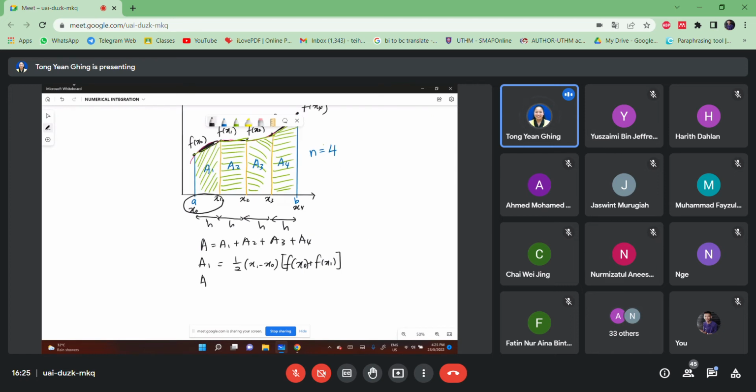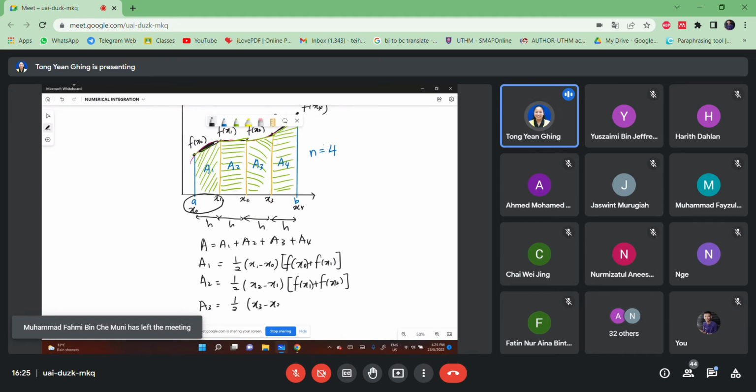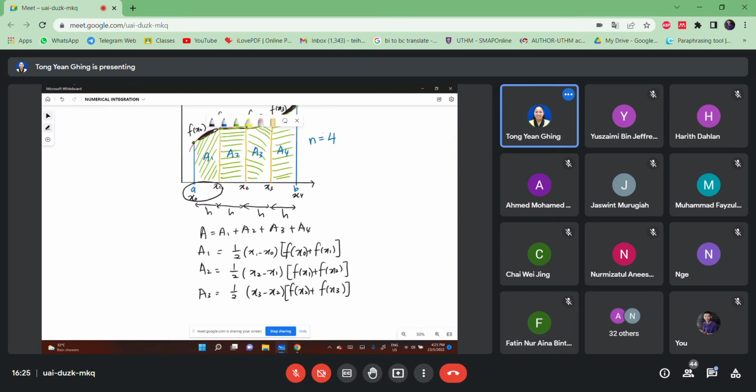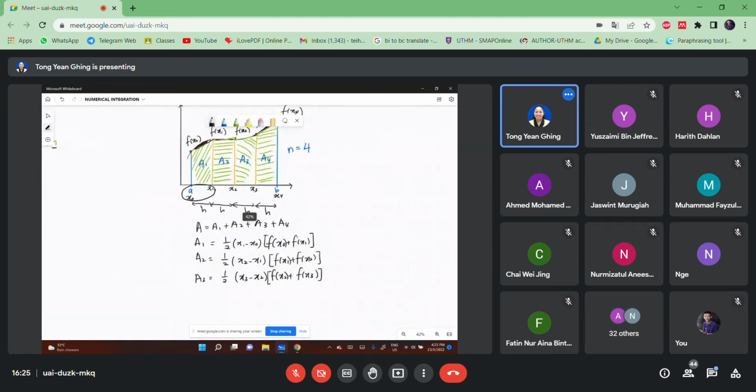A2 is equal to 1 over 2 times (X2 minus X1) times F(X1) plus F(X2). A3 is 1 over 2 times (X3 minus X2) times F(X2) plus F(X3). Therefore, A4 is 1 over 2 times (X4 minus X3) times F(X3) plus F(X4).